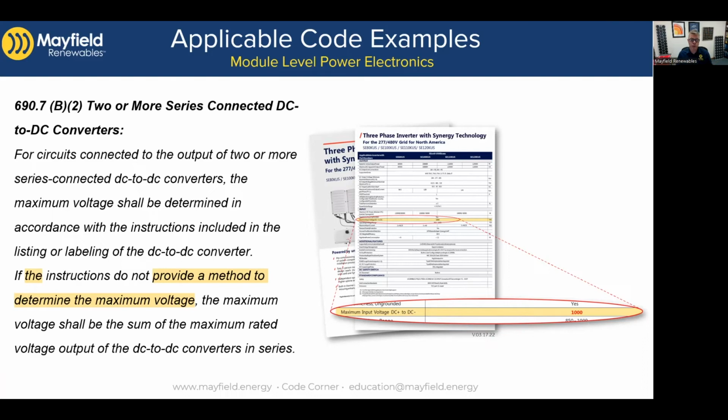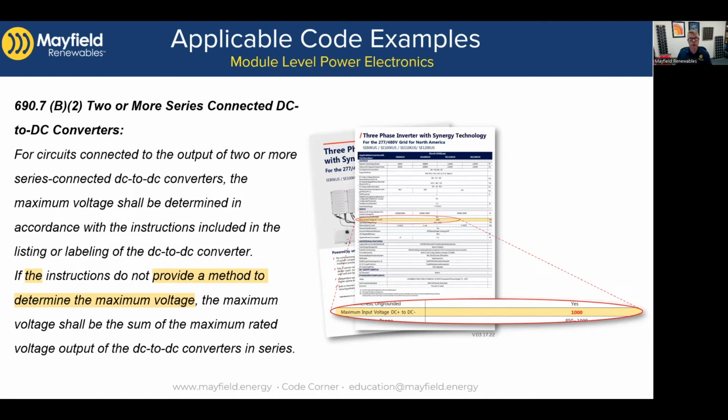In this case, we are looking at the spec sheets for the DC to DC converters. And sometimes we also have to look at, as we're looking at in this image, the connected inverter. And so to understand what the maximum system voltage is, we need to look at the system as a whole. How are they working together? So for DC to DC converters, the language tells us that the maximum system voltage can be determined in accordance with the instructions included with the DC to DC converter.